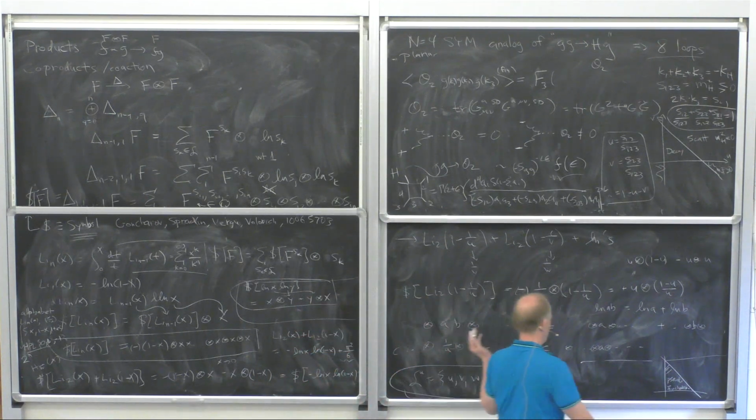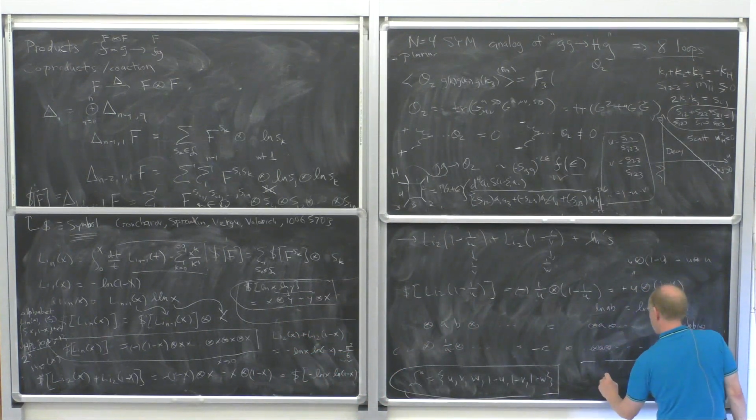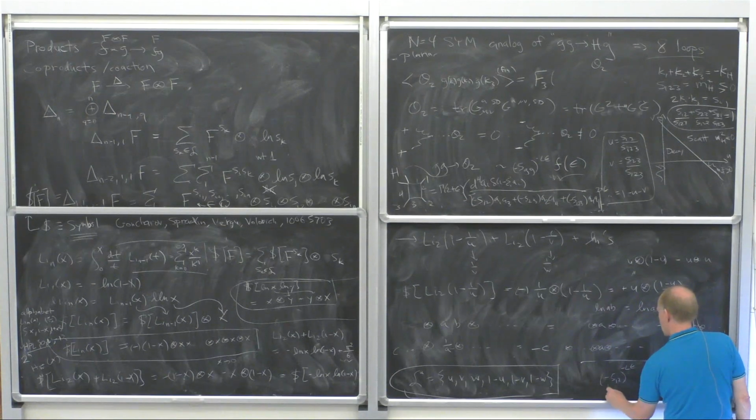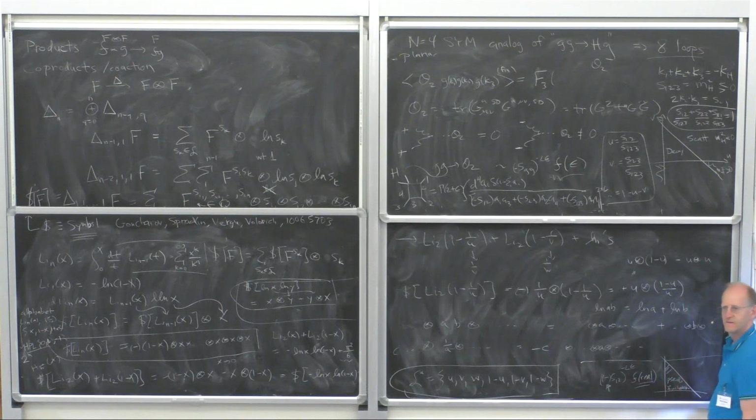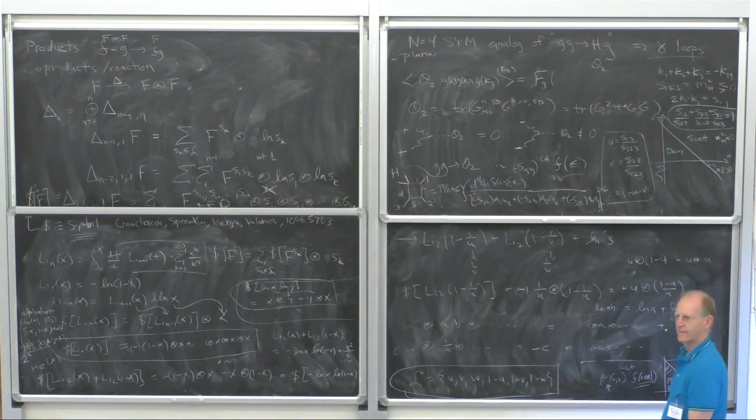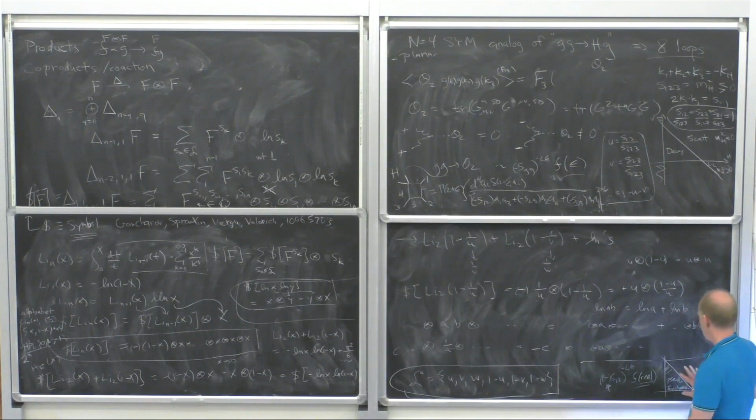And so apart from some overall factors that have to do with things like taking out some scale, there are some i pi's associated with this, but it should be a real function in this pseudo-Euclidean region. So you can find representations of these that are perfectly fine in this region. And then you have to do an analytic continuation to cross this boundary.